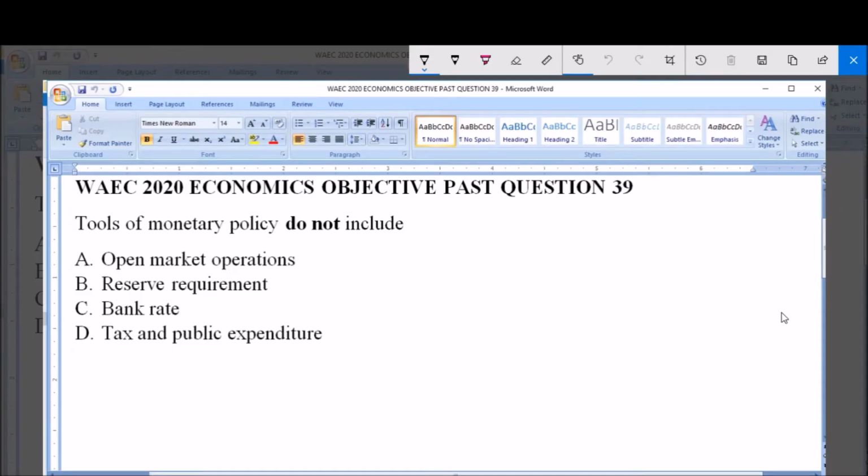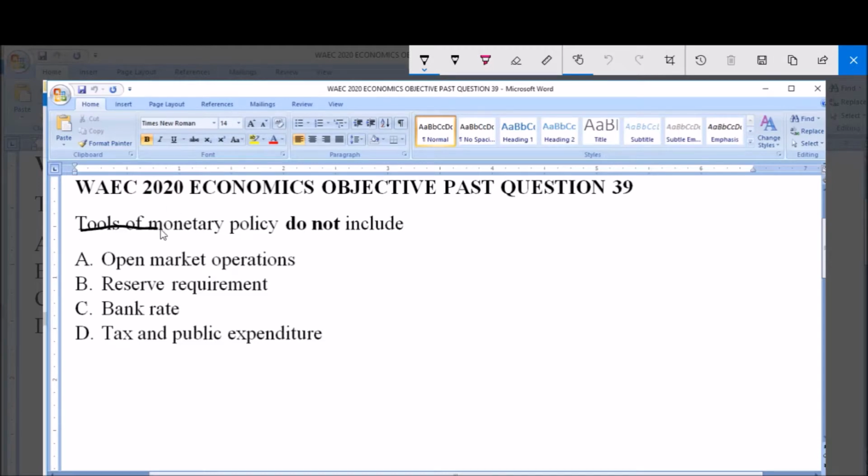Hello and welcome. I will be answering WAEC 2020 Economics Subjective Past Question 39. Tools of monetary policy do not include: A. Open market operations, B. Reserve requirements, C. Bank rates, D. Tax and public expenditure.